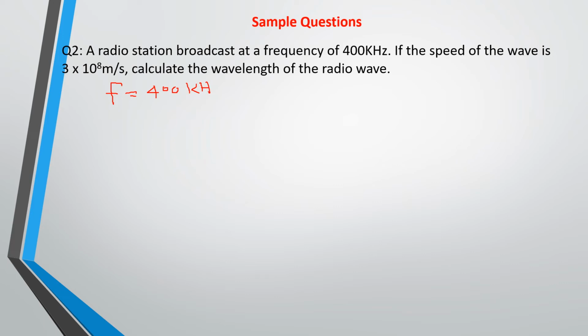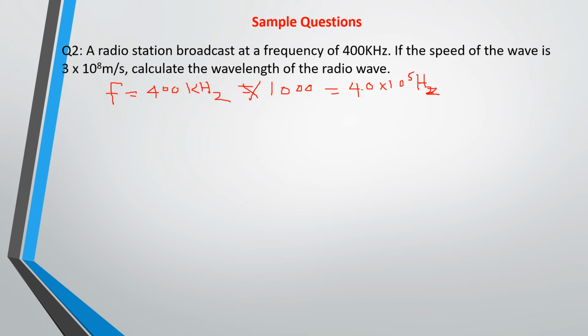So what you should know is that you have to convert this kilohertz to hertz, by multiplying it by 1000. If you multiply this by 1000, it will convert to hertz, and that will give you 4.0 times 10 raised to power 5 hertz. I hope that is clear. You have to convert the kilohertz to hertz.